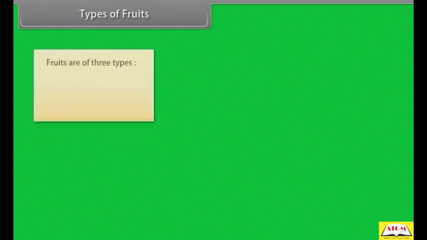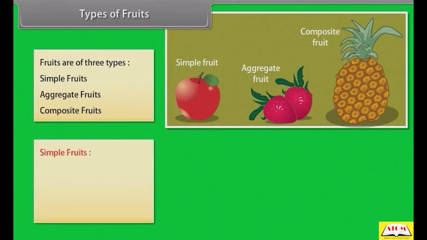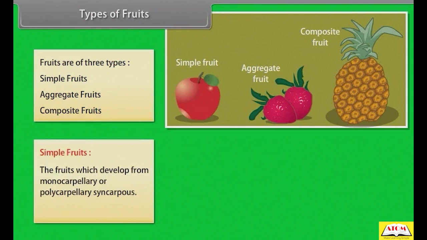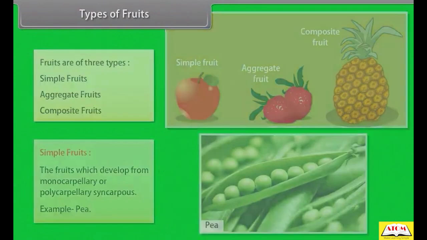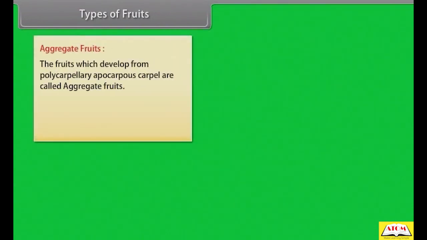Types of fruits. Fruits are of three types: simple fruits, aggregate fruits, composite fruits. Simple fruits: the fruits which develop from monocarpellary or polycarpellary syncarpous ovary. Example, pea. Aggregate fruits: the fruits which develop from polycarpellary apocarpous carpels are called aggregate fruits.